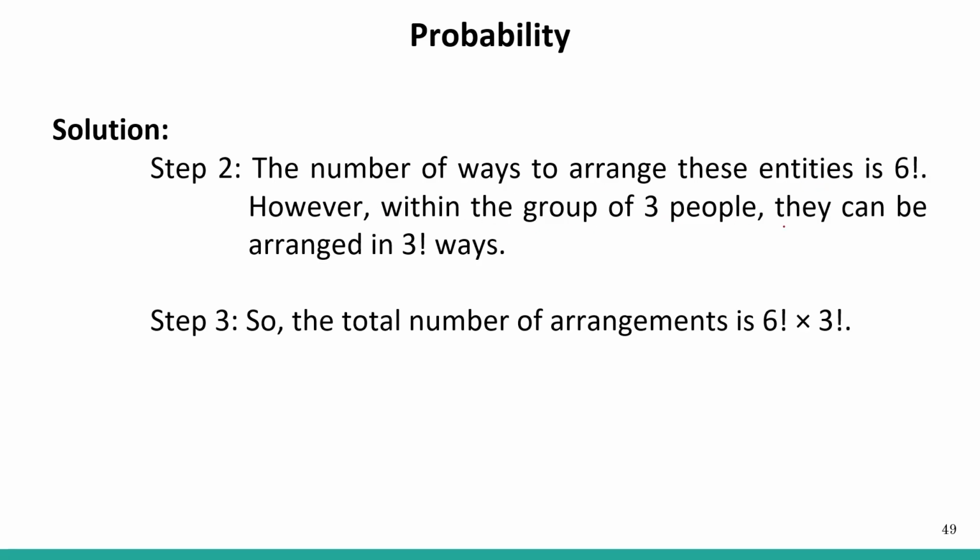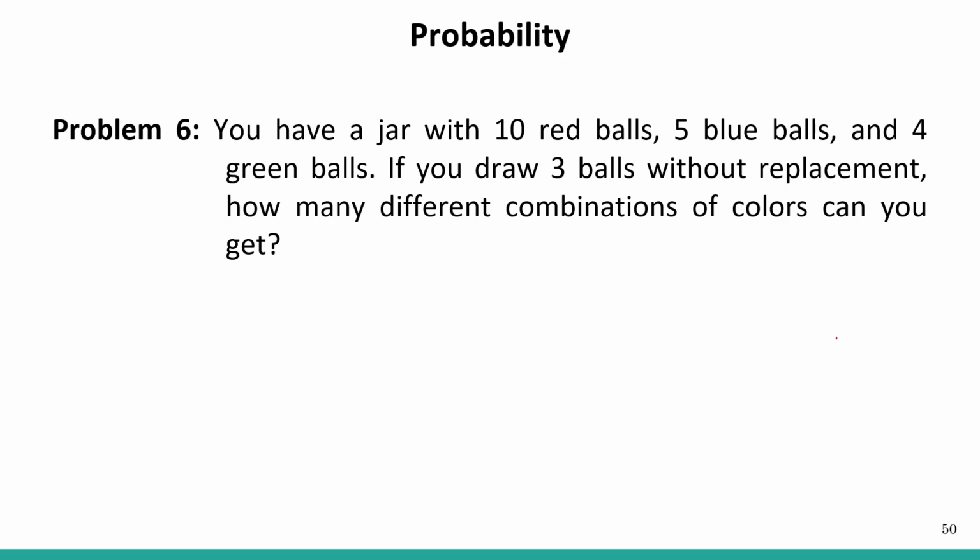However, within the group of 3, they can also be arranged in how many ways? 3 factorial ways, as we have already discussed. So the total number of arrangements possible in this case is 6 factorial into 3 factorial. So let's go forward with problem number 6.